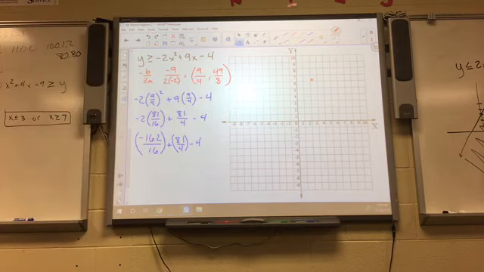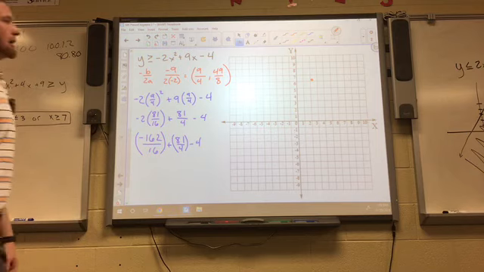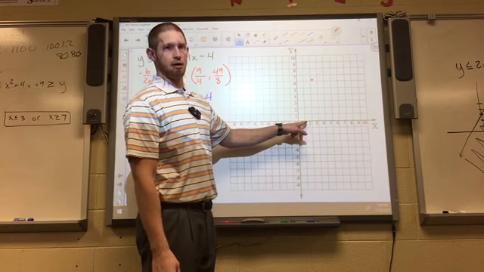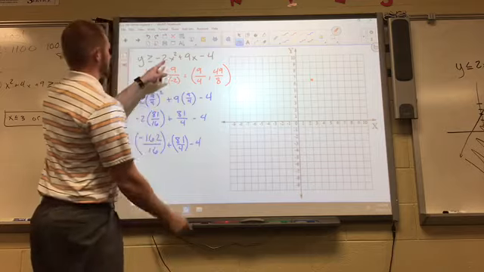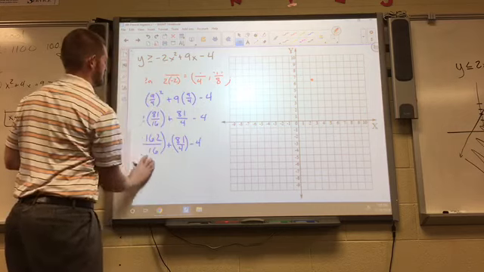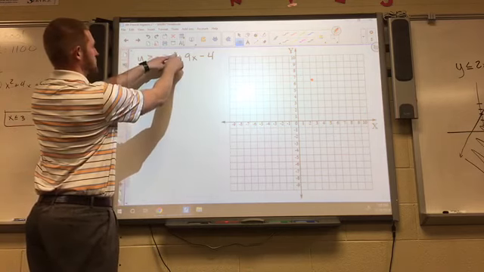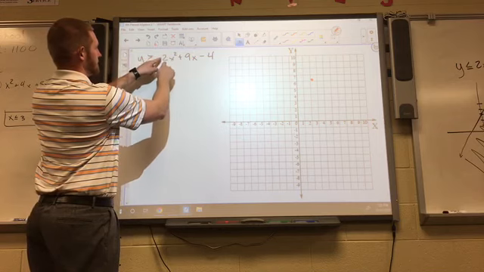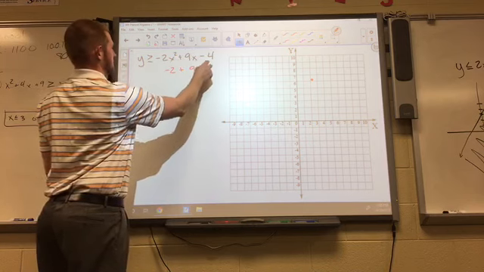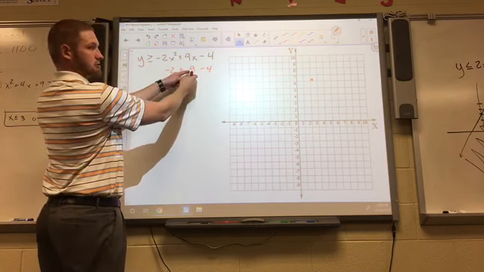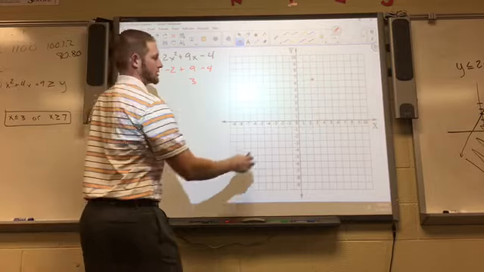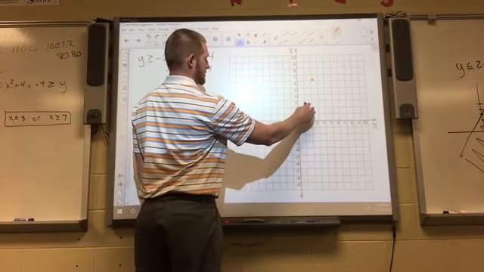So now I've got to pick more points, right? I'm going to avoid 2 and just go straight to 1, just because it's going to be really easy to plug in. I'm going to erase this just so it's out of our way. Is that okay? Yes. So I plug in 1. 1 squared is 1. Negative 2 times 1 is negative 2. 9 times 1, minus 4. So I have negative 2 plus 9, which is 7, minus 4, 3. So when I plugged in 1, I got 3.